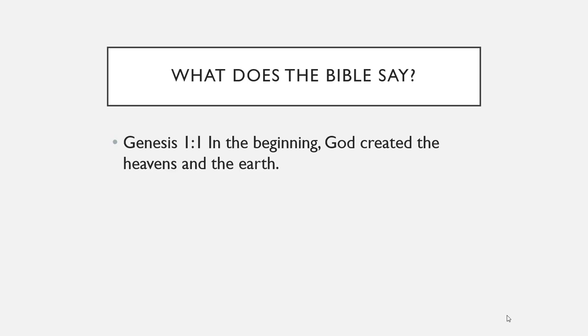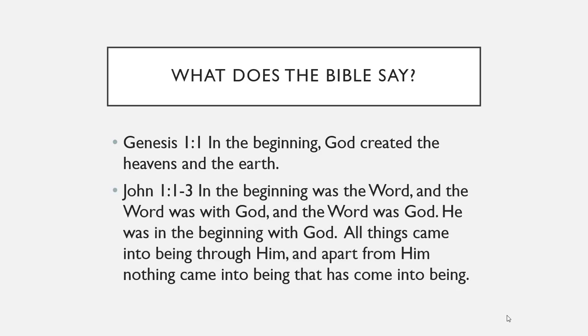What does the Bible say? In Genesis 1:1, it says, "In the beginning, God created the heavens and the earth." In John chapter 1, verses 1 through 3, we read, "In the beginning was the Word, and the Word was with God, and the Word was God. He was in the beginning with God. All things came into being through him, and apart from him, nothing came into being that has come into being." The stand is taken that God is the cause for the universe, and in the Gospel of John, it is Jesus that is the cause for the universe.